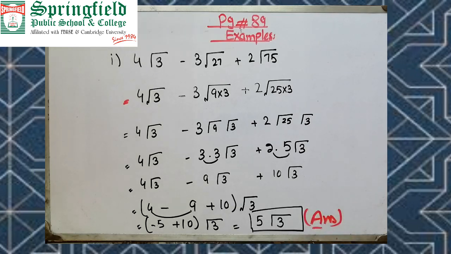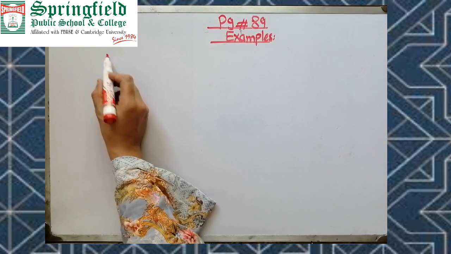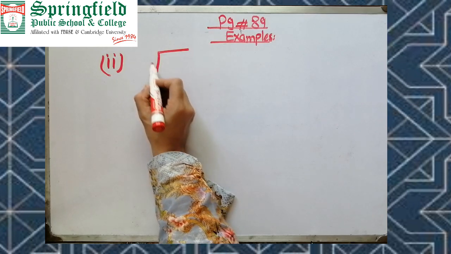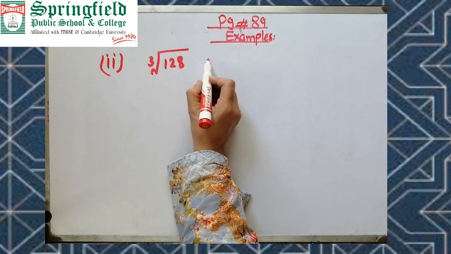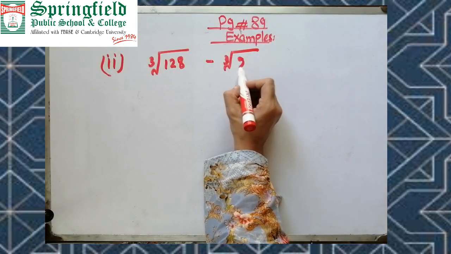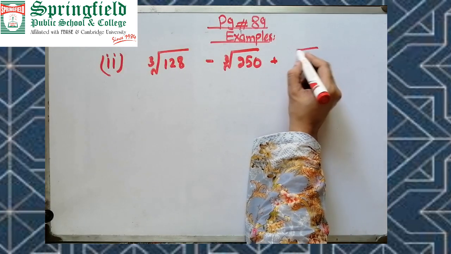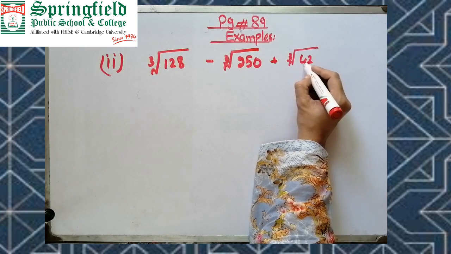Understood, beta? Okay. Now come to the second part. The second part is the cube root of 128 minus the cube root of 250 and then plus the cube root of 432.